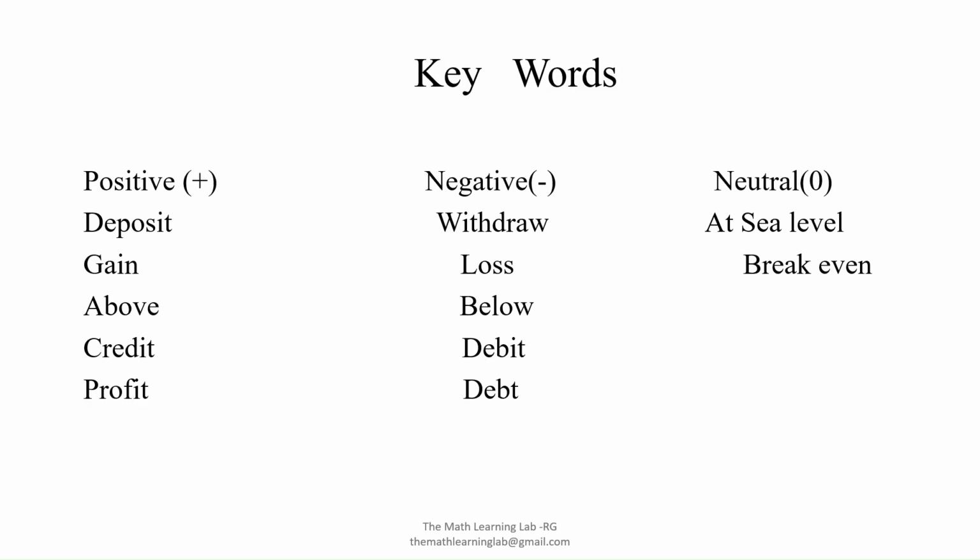Here are some keywords we will use throughout this lesson. On the positive category, we have deposit, gain, above, credit, profit. Negative category, we have withdraw, loss, below, debit, debt. Neutral category, we have at sea level, break even. Do you know every real life situation can be written as an integer? Well, yes, and we will see in this video.